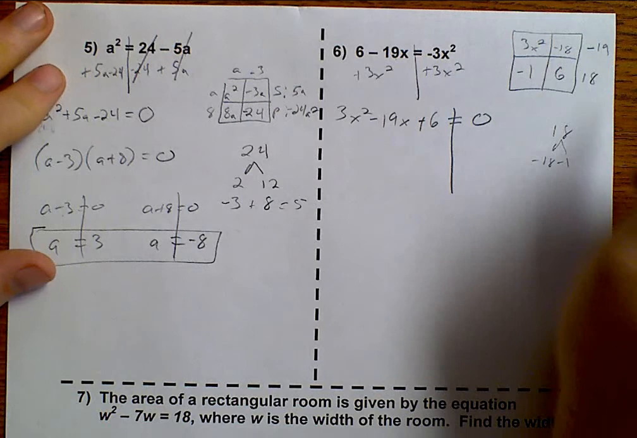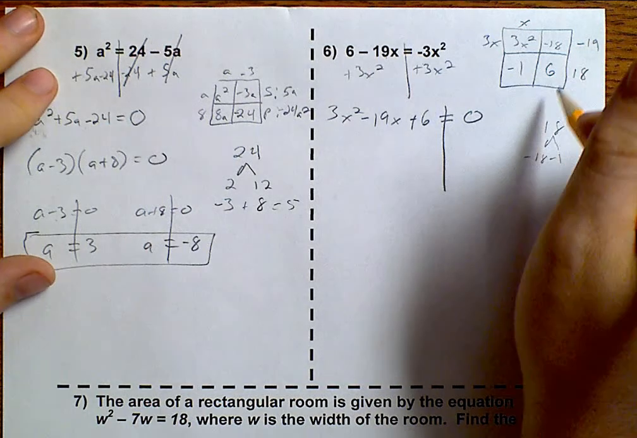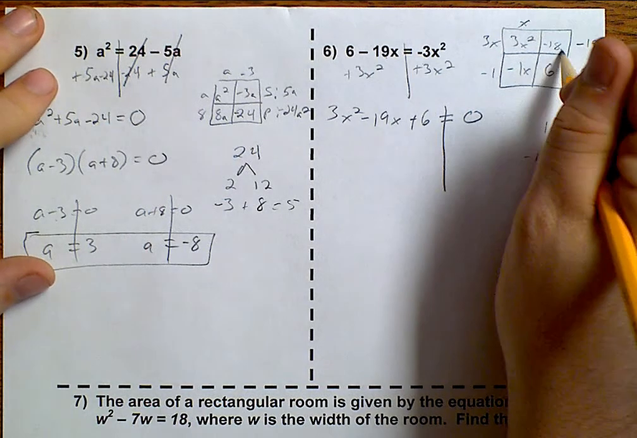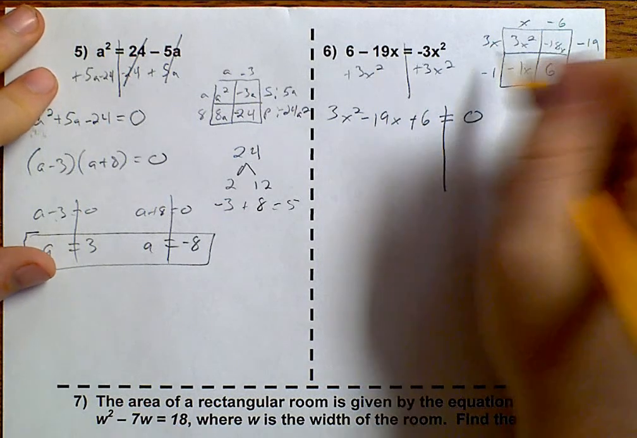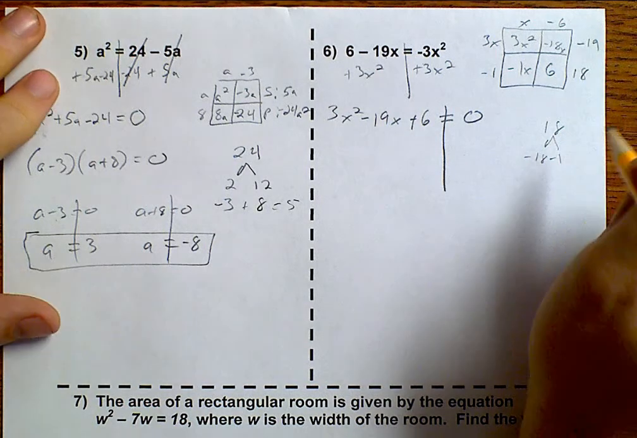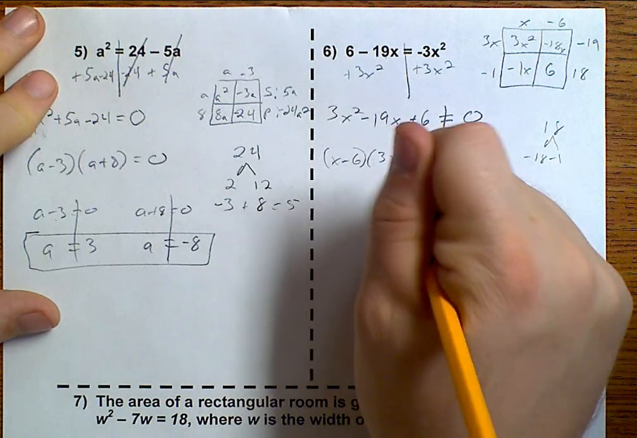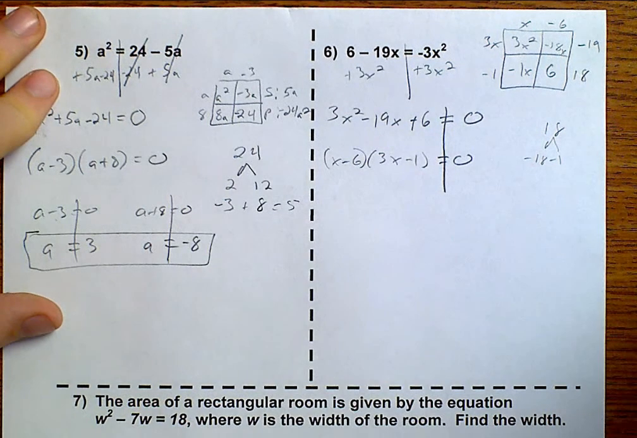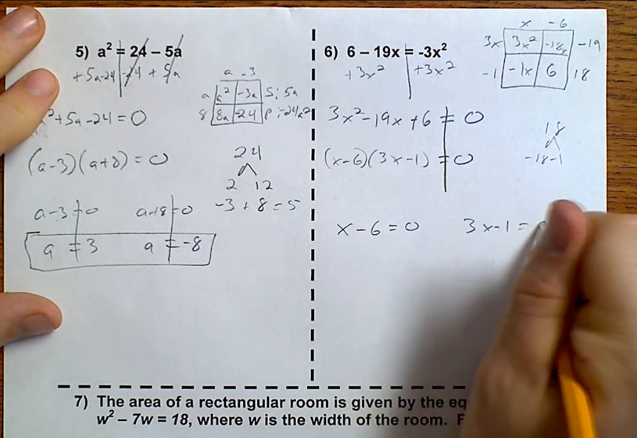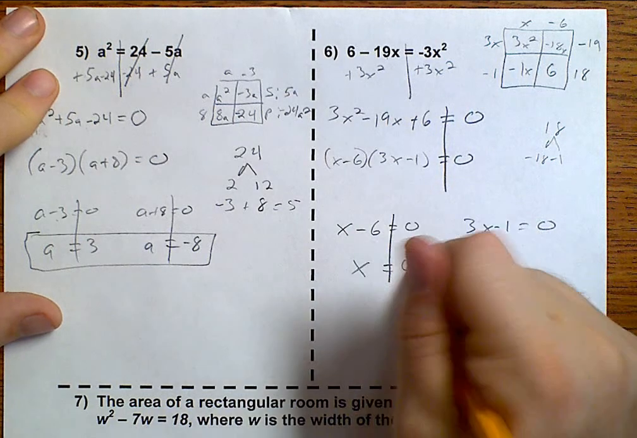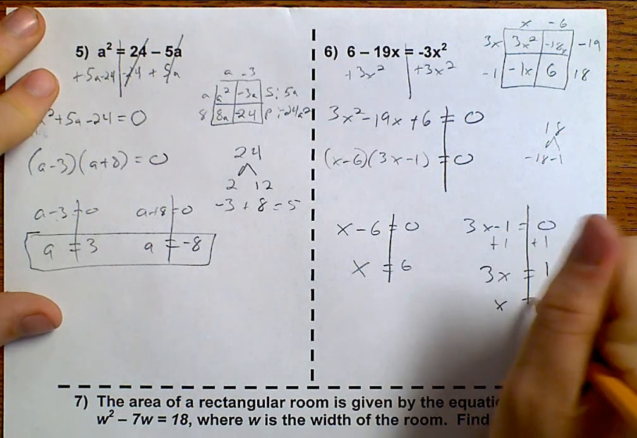Well, the only way to get 3x squared is to do 3x and x. X times negative 1 is negative 1x. X times negative 6 is negative 18x. And negative 1 times negative 6 is positive 6. So now we have that x minus 6, 3x minus 1 equals 0. So x minus 6 equals 0. 3x minus 1 equals 0. So x equals 6. Over here we add 1. 3x equals 1. X equals 1/3.